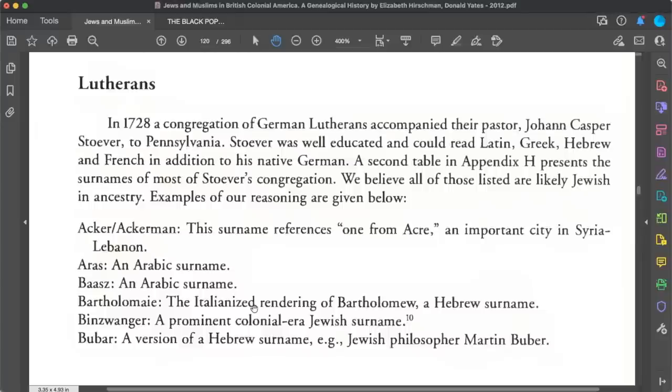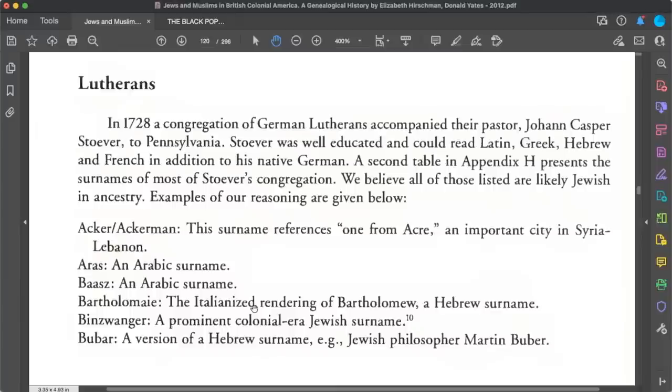Stover was well educated and could read Latin, Greek, Hebrew, and French in addition to his native German. A second table in Appendix H presents the surnames of most of Stover's congregation. We believe all those listed are likely Jewish. In Ancestry, examples of our reasoning are given below.